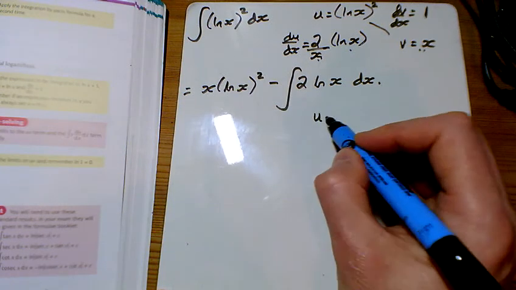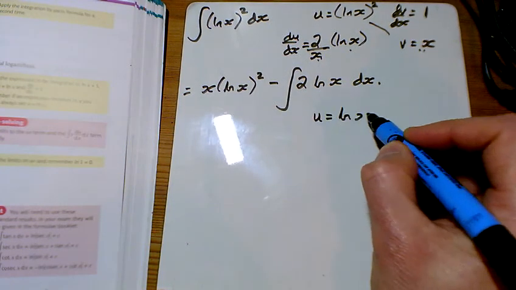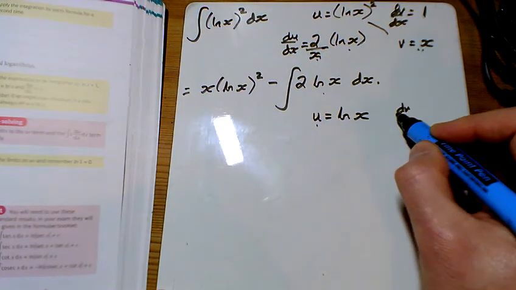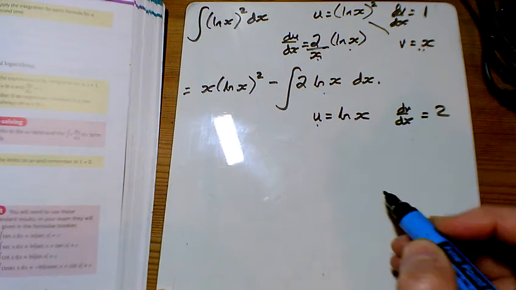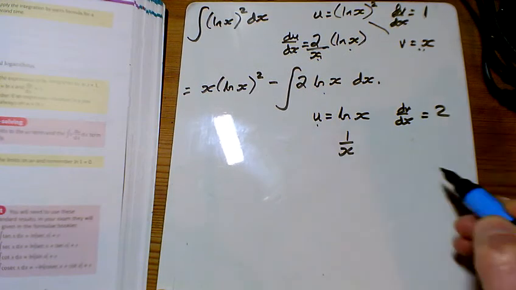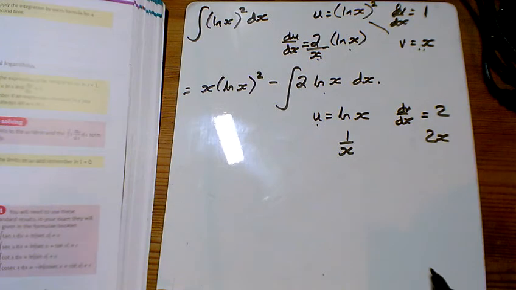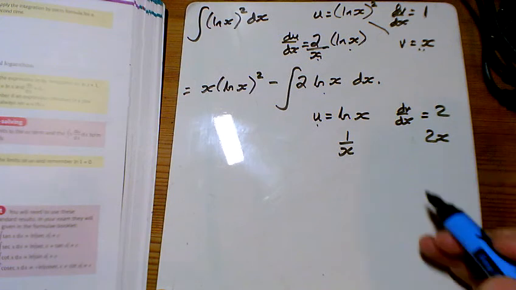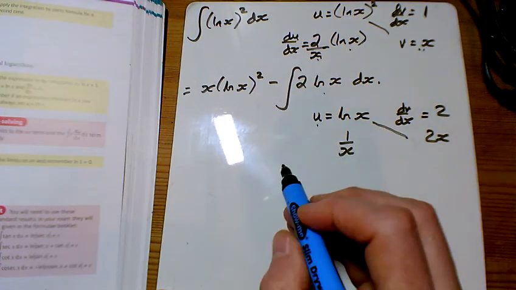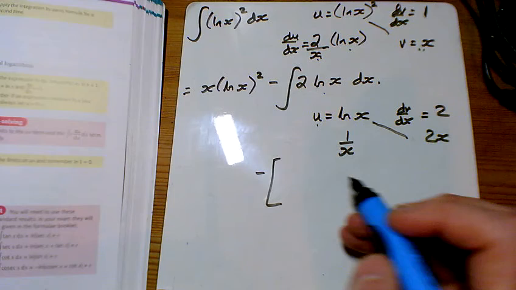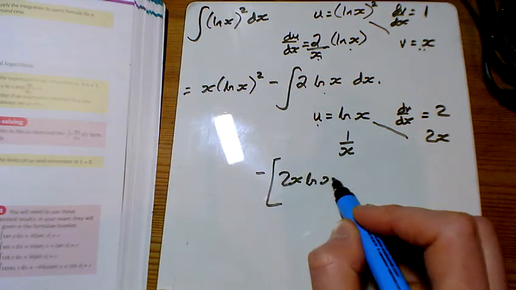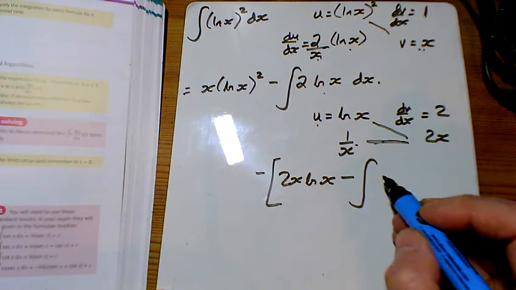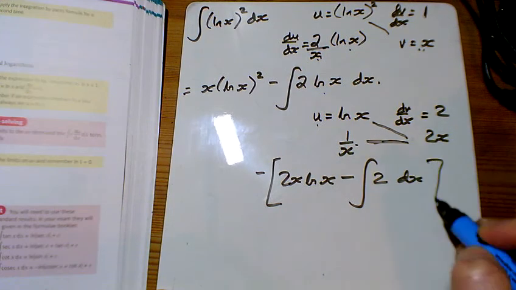So I'm going to do another by parts here. u equals ln x, and dv by dx this time equals 2. That one differentiates to 1 over x, and that one integrates to 2x. And this gives these two things times together. So I've got 2x ln x minus the integral of these two bits times together, which is just 2x.